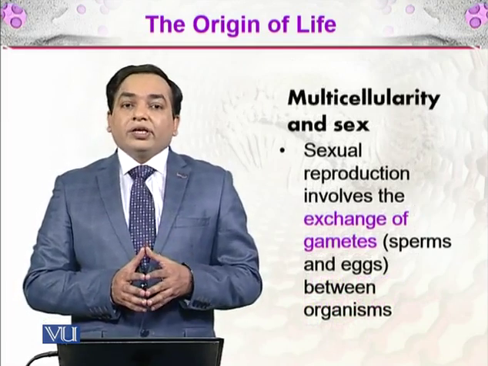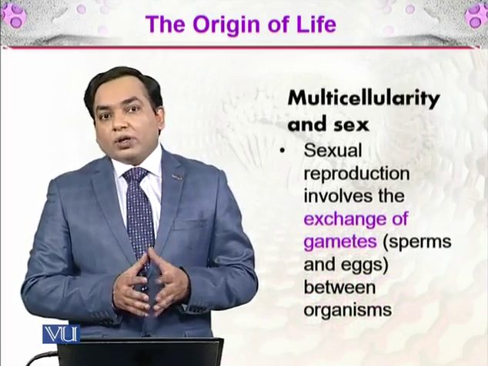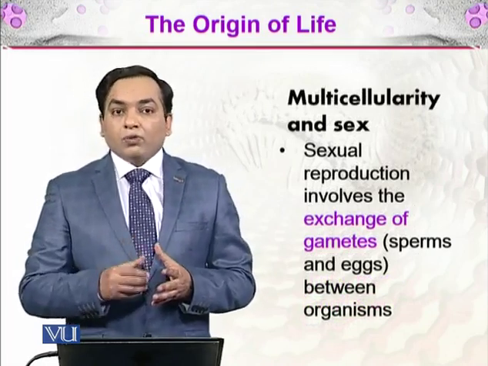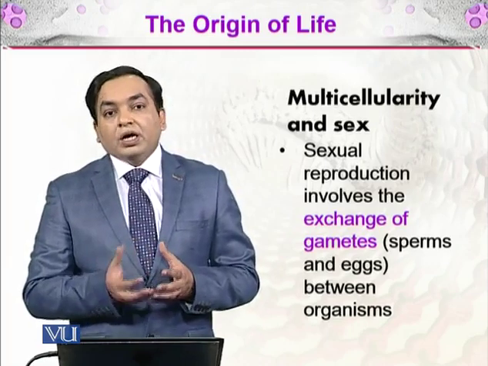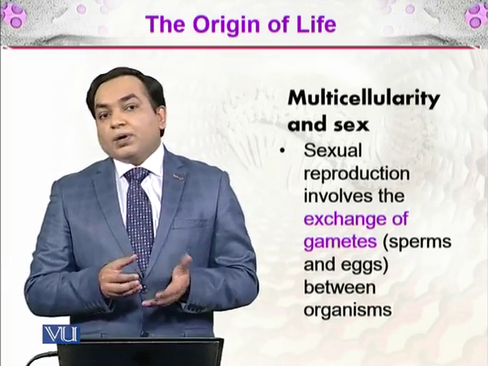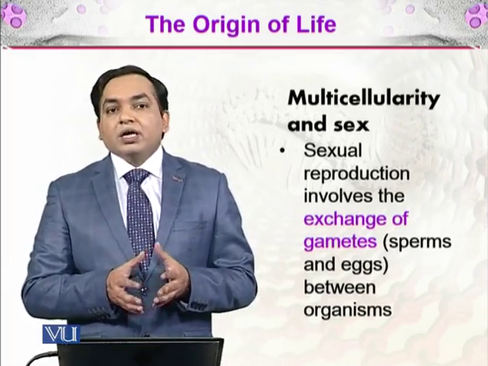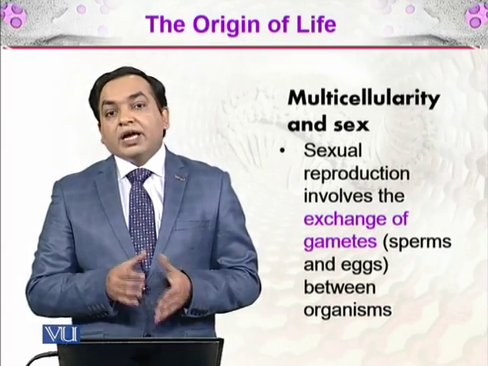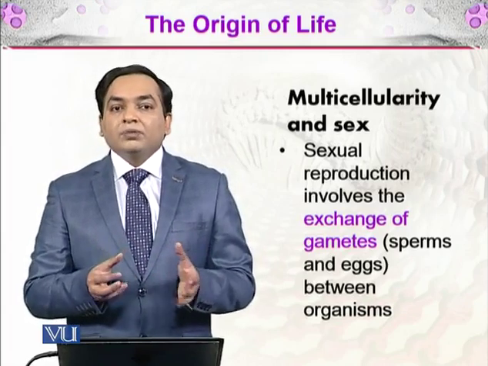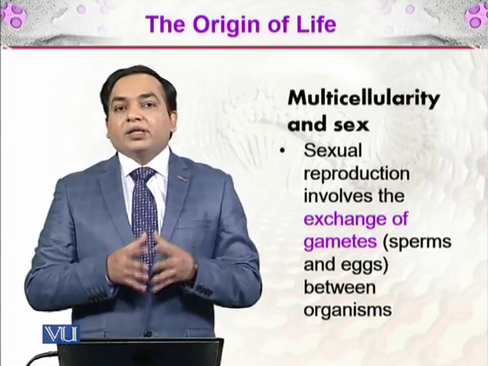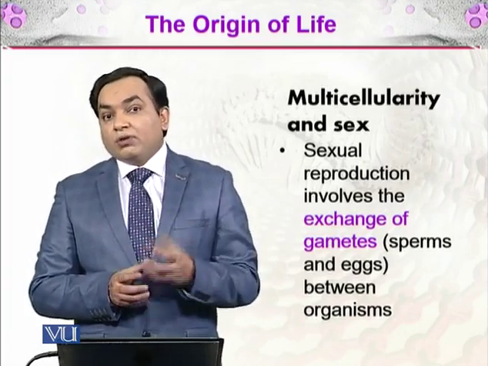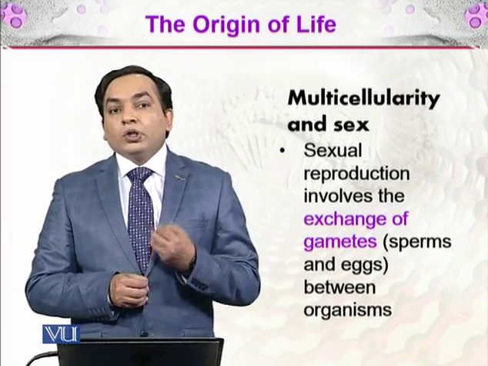After the multicellularity, the next logical thing was the development of the sexes, the sexual reproduction. And the sexual reproduction involved the exchange of gametes. The gametes are the sex cells, for example, sperms and eggs. The sperms are the male reproductive cells, while eggs are the female reproductive cells. And these are crossed between the two organisms. One is the male and one is the female. And when they combine, fertilization happens. And after the fertilization, the new cell formed gives rise to a new organism.